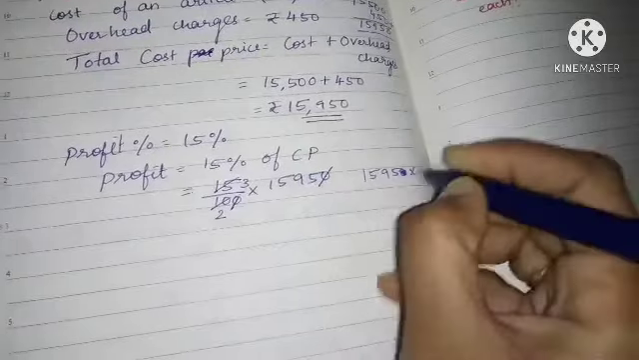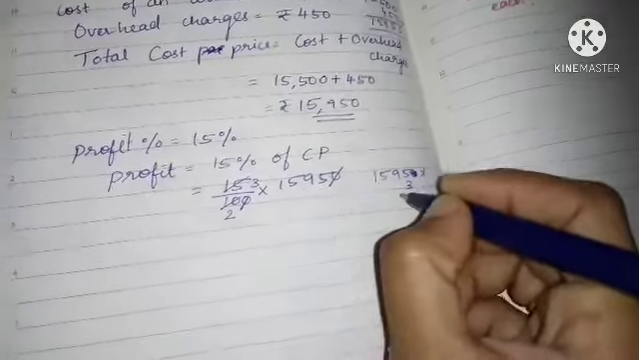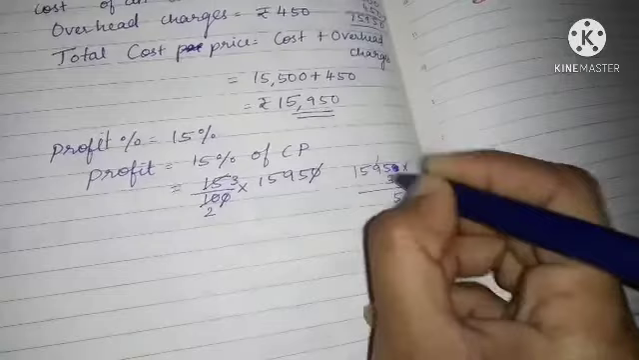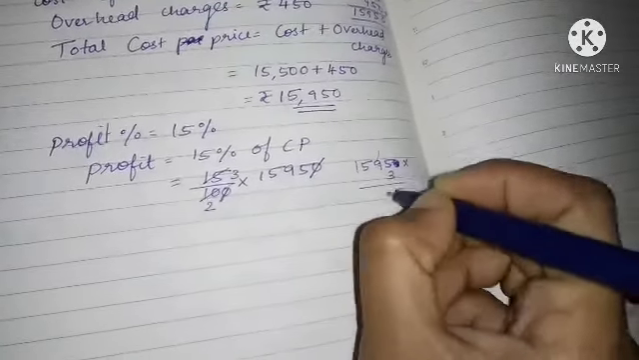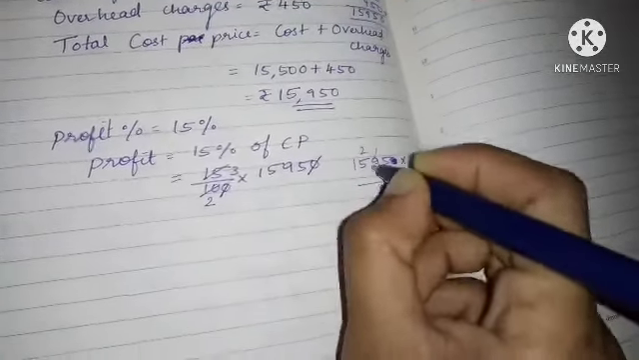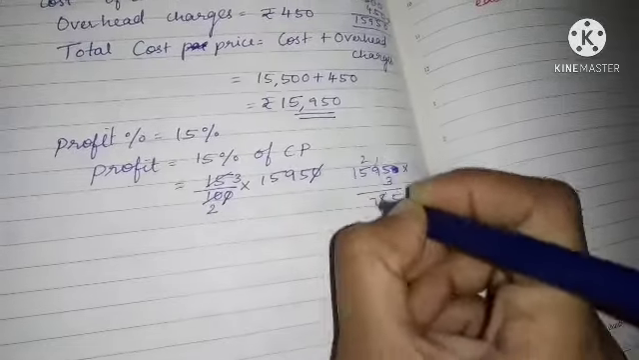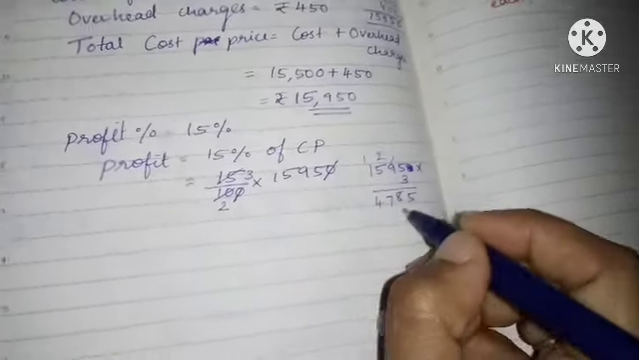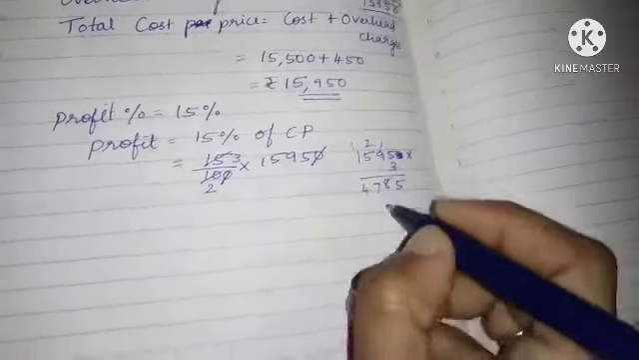15950 into 3. 1595 into 3. 5 3s are 15. 9 3s are 27. 28. 2. 5 3s are 15. 17, 1, 4. So 4,785 rupees you are getting.